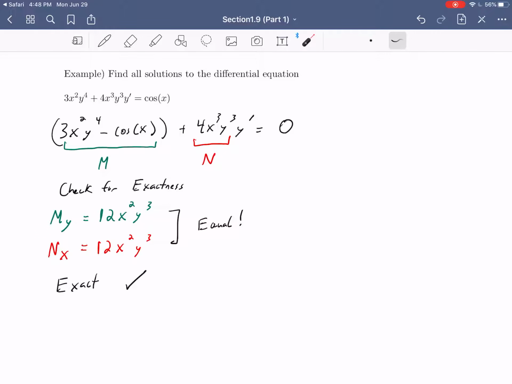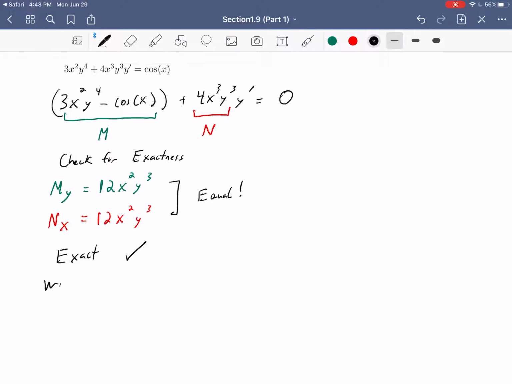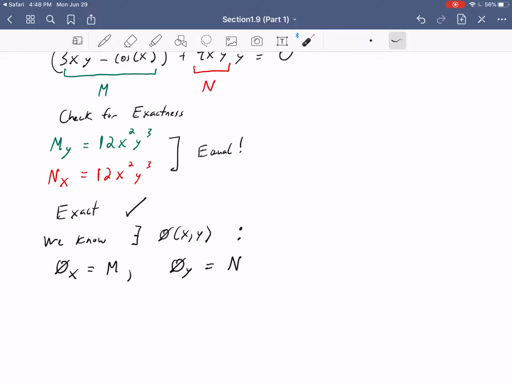So it is guaranteed that there is a potential function out there, so that M is the partial with respect to x of that potential function, and N is the partial with respect to y. So we now know there exists this phi of x, y such that phi sub x, and again I'm just going to use the subscript notation, is equal to M, and phi sub y is equal to N. At this point, you can choose either one. It's not going to matter which you pick.